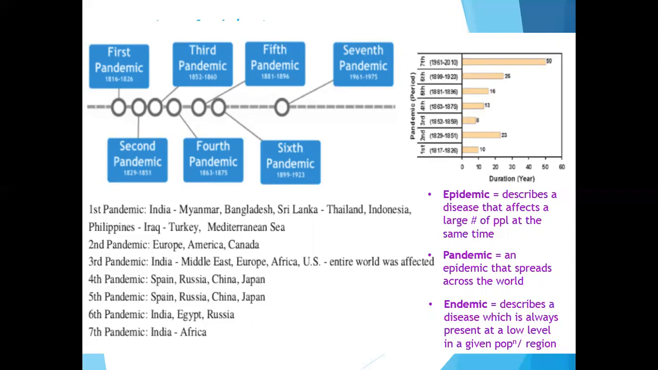Because smoking is a self-inflicted disease, right? So it's a type of disease, and epidemic means it describes a disease that affects a large number of people at the same time. Right? So it's epidemic. Now what about pandemic? Pandemic is an epidemic disease that spreads across the whole world. So the whole world gets it.